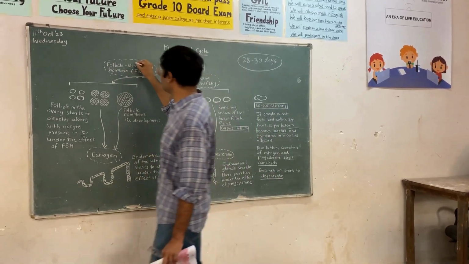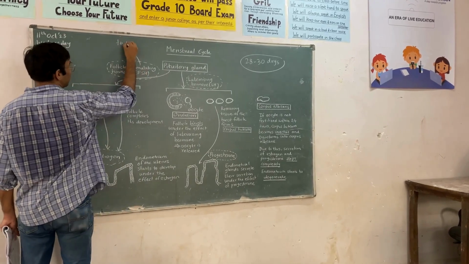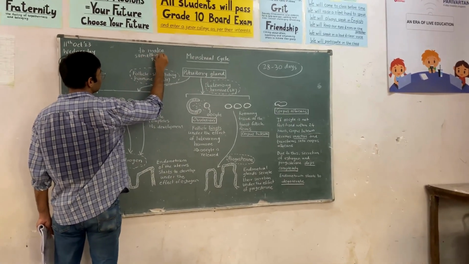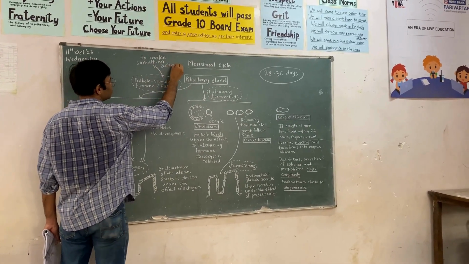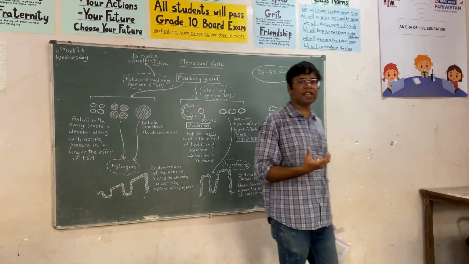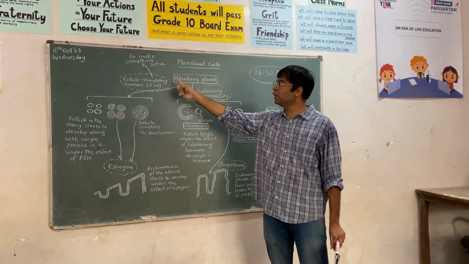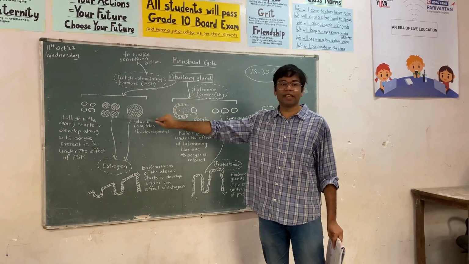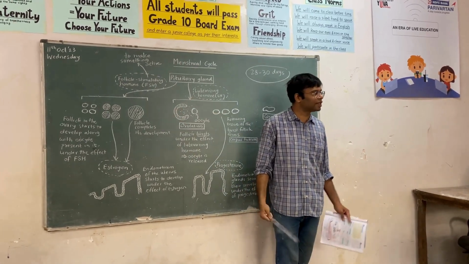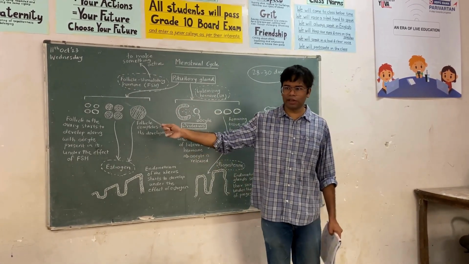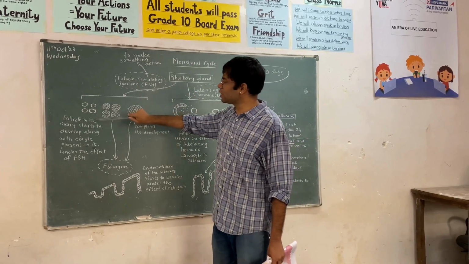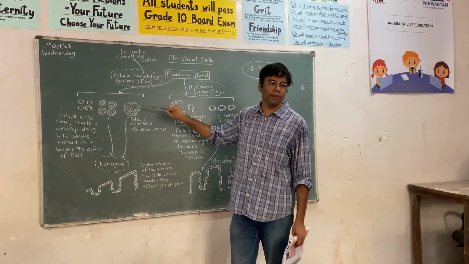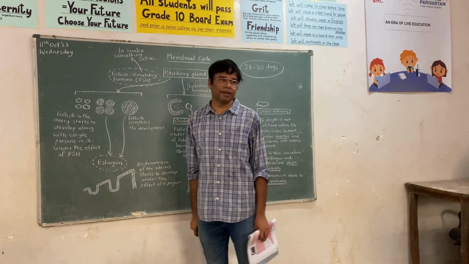And the meaning of the word stimulate is to make something active. So the name of FSH itself suggests that it is making the follicle active, right? Clear? So FSH is responsible for the development of the follicle. So you see the follicle being developed over here, and there is an oocyte inside it. Clear?